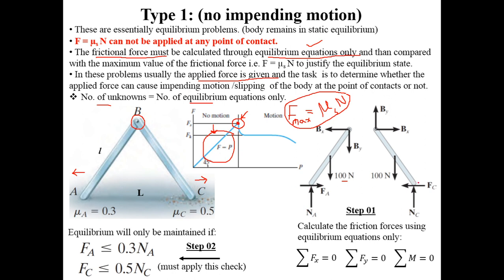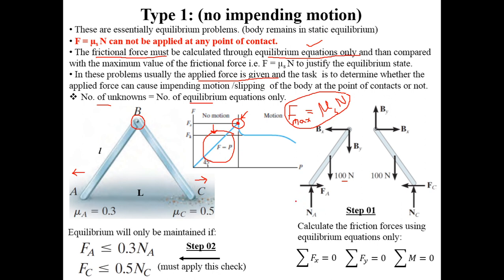Here it was slipping in the positive x direction, so I have shown the friction force in the negative x direction, because I know that friction force has a direction that is always opposite to the direction of motion, and it is always parallel or tangent to the point of contact. So now, before we proceed with step one, we have to note down the unknowns.